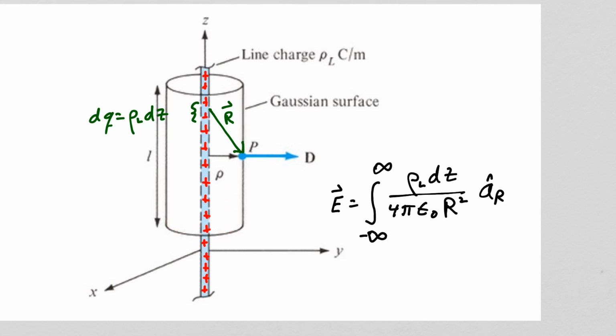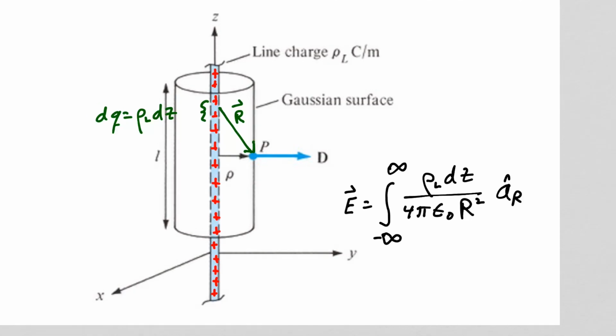In this example, we'll see that you don't need to enclose all the charge with your Gaussian surface to determine the electric flux density field. After we work through this problem in detail and you have a good mental model of the situation, you'll be able to go back and determine the electric flux density field in just a matter of a few seconds.